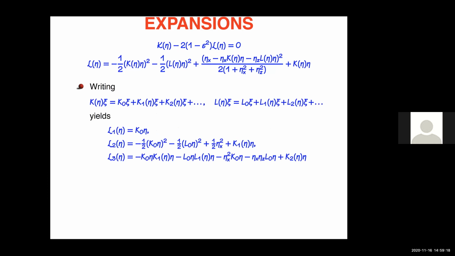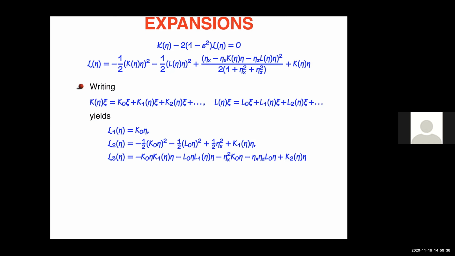And you see here on the left, I've got K written as K0. This is the part which doesn't depend upon eta, plus K1, which depends linearly upon eta, plus K2, which depends quadratically upon eta, and so on. And similarly for L on the right. They're all linear functions of psi.